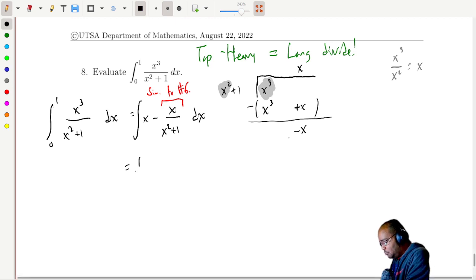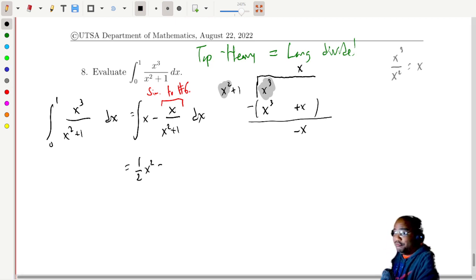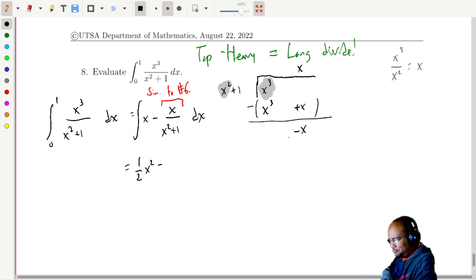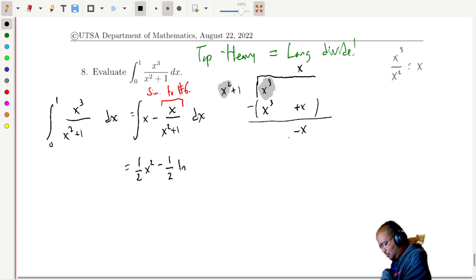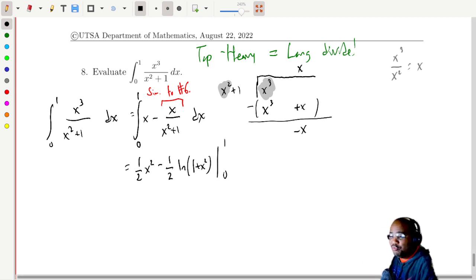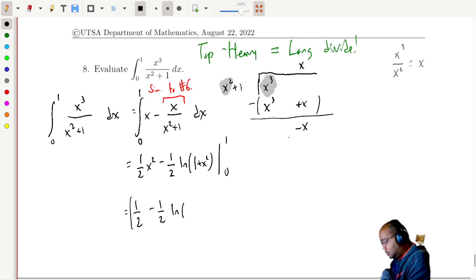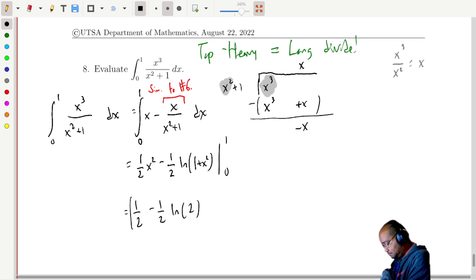So I'll skirt the result since we already have it. Integral of x is going to be 1/2 x squared. And then if we use the result from number 6, except we're off by a factor of 2, so we have to divide by 2: 1/2 log of 1 plus x squared, from 0 to 1. Guys, this is it. We're done. It's late, I'm tired. So plug in 1 here. We get 1/2 times 1 squared, which is just a half, minus half of log of 1 plus 1, that's 2.